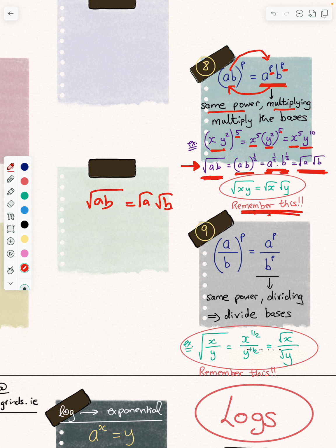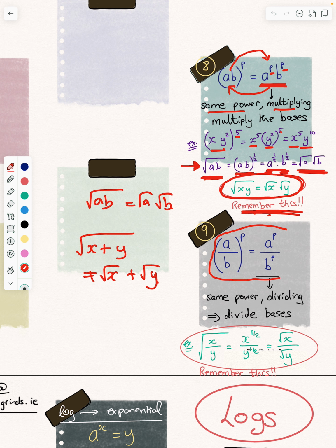I think that's a handy one to remember, because I think students hesitate because you know that this is not equal to this, and then you kind of hesitate and wonder, well, is this square root of x times y equal to the square root of x times the square root of y? It is. And then the final rule is the division equivalent. So you have the same power, you divide the bases, which gives us this fact: square root of x over y equal to the square root of x over the square root of y.